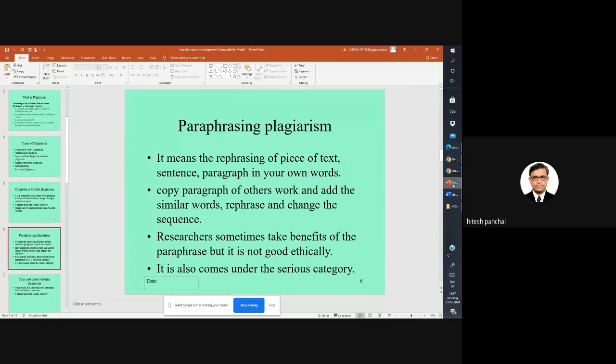But what will happen if you put the same paragraph in your research article, and the research article goes for review? Definitely your paper will be rejected. And sometimes there is a very important software called Authenticate, in which you can also understand and know that this whole work is a paraphrase from this source.